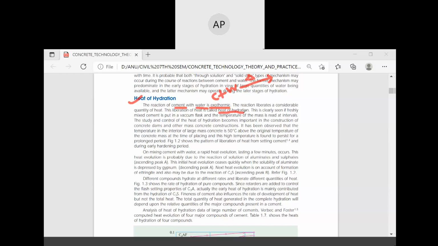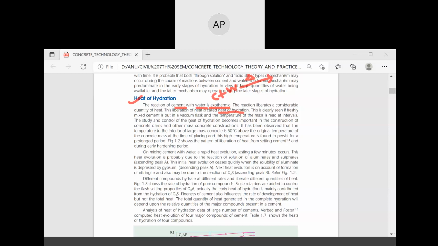This is clearly seen if freshly mixed cement is put in a vacuum flask and the temperature of the flask is read at intervals. If in a vacuum flask you add cement and water, then automatically the temperature of the flask increases. That means there is something going on between cement and water. That is, heat is produced. So that is your heat of hydration.